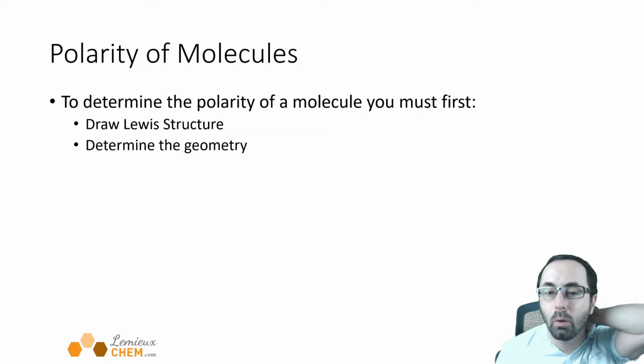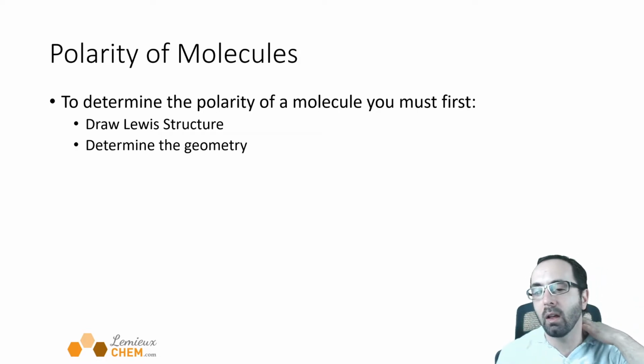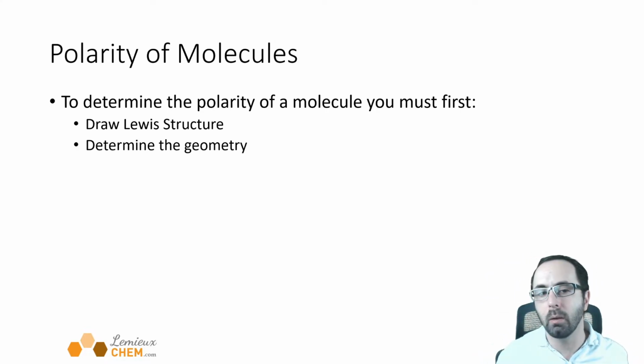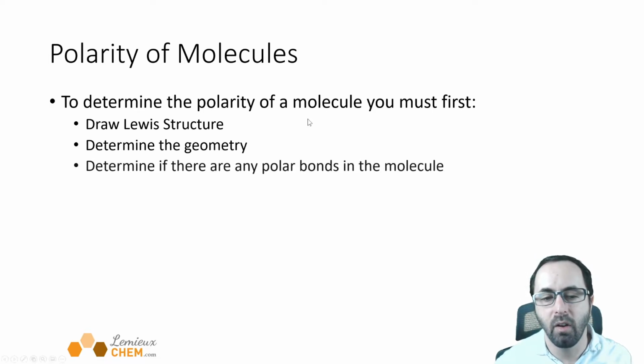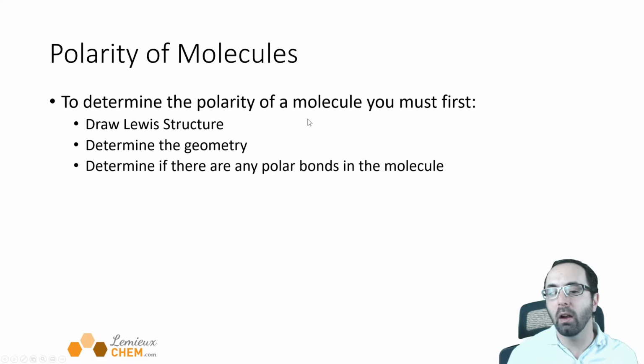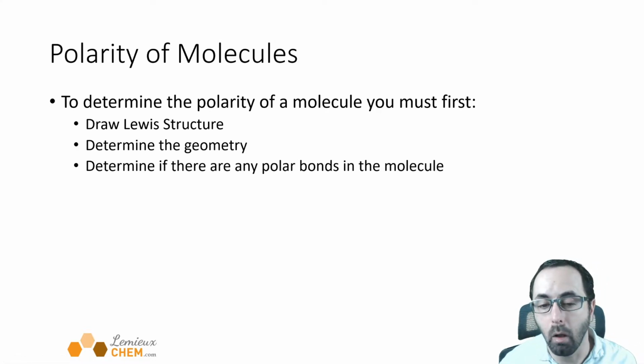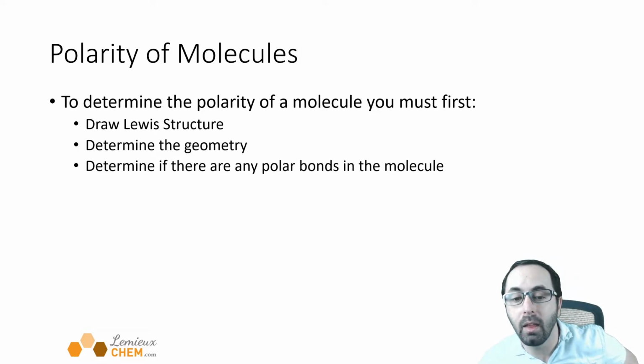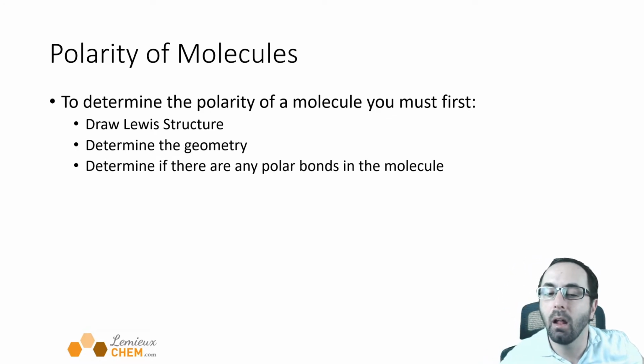We must also know how they are pulling the electrons around in the molecule, to know if the electrons are being pulled more to one side of the molecule than to the other, because if they are, that's what will make the molecule polar. Finally, we have to determine if there are any polar bonds in the molecule. If the molecule has at least one polar bond, then it may be polar, but that's not enough to make the whole molecule polar.